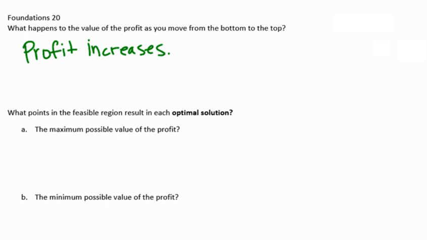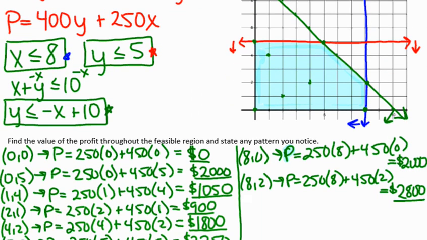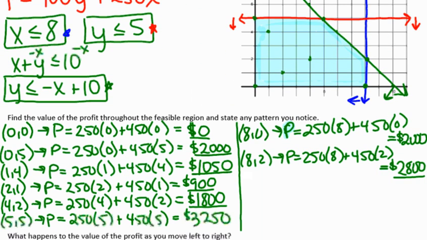What points in the feasible region resulted in an optimal solution? So which one do you think we would want? Which one had the highest? Let's reflect back here. Let's look at our chart. So farthest up and farthest to the right. Our farthest up would have been our 5 and 5 point right here. 5 and 5 would be our highest up, and farthest to the right was our 8 and 0.